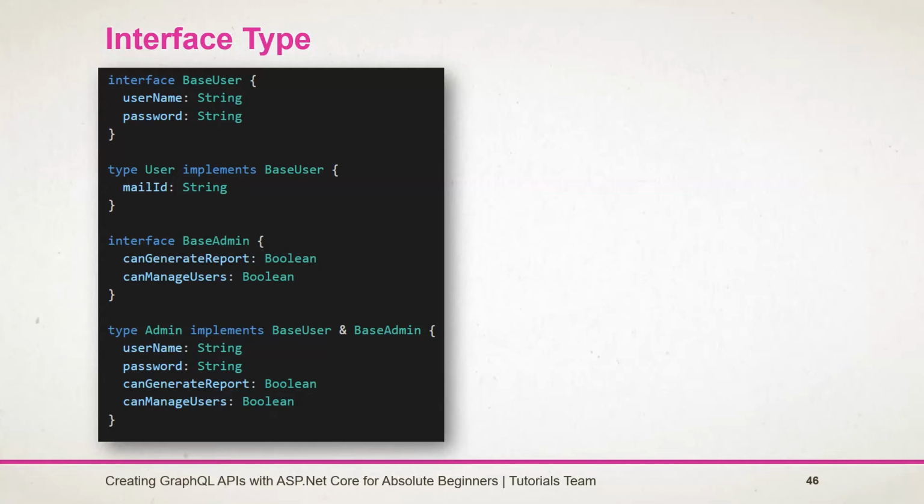We can also inherit an object from multiple interfaces, just like in C#. Here I have created another interface named BaseAdmin, and the Admin type implements both BaseUser as well as BaseAdmin. It includes the fields specified in both interfaces. Multiple interface names are separated by the ampersand sign.